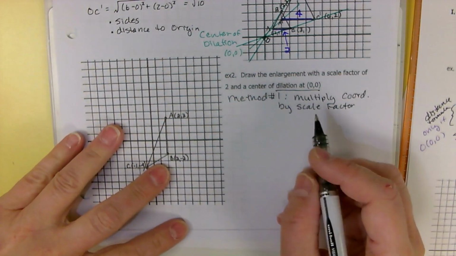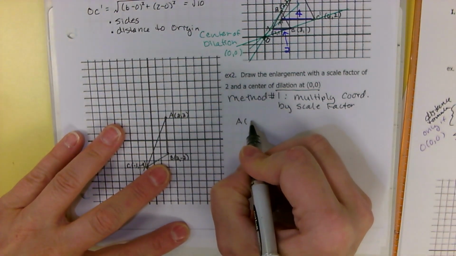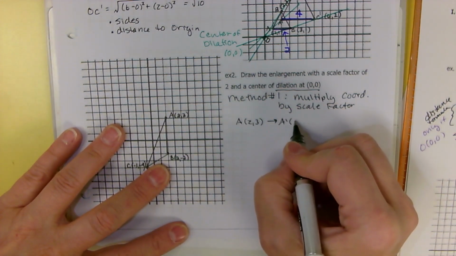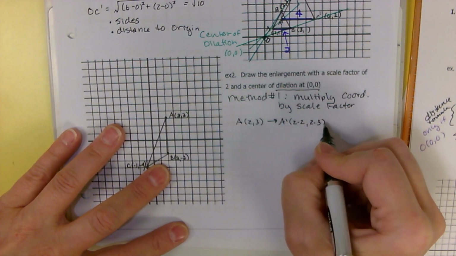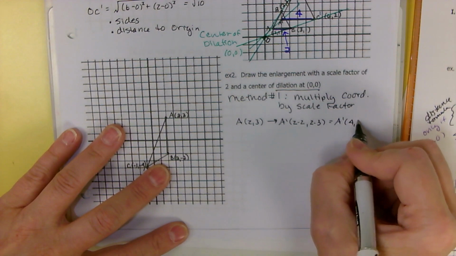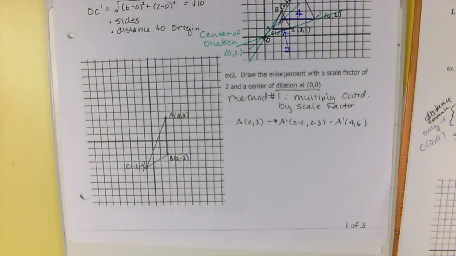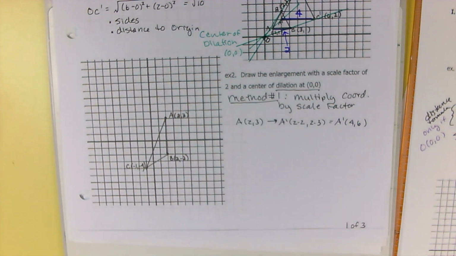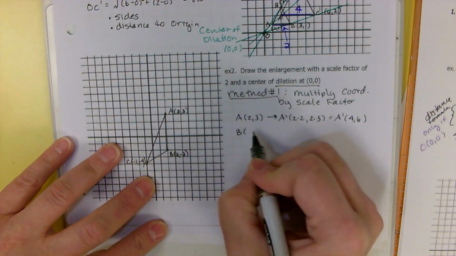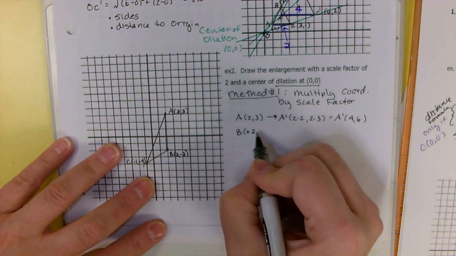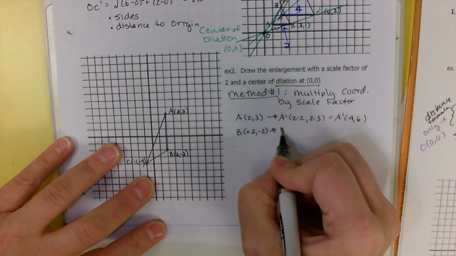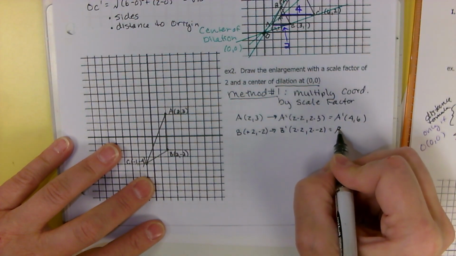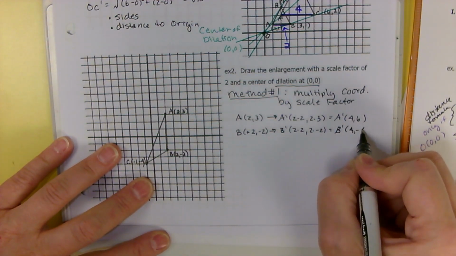And so I'll show you what this looks like. Let's say you've got point A, which is 2, 3. So for A prime, you're going to multiply 2 times 2 and 2 times 3, which means A prime is at 4, 6. So you just multiply by the scale factor. And again, this only works if your center of dilation is the origin, which it commonly is. To do B, let's say B is positive 2, negative 2. So B prime would be 2 times 2 and 2 times negative 2, which is 4, negative 4.